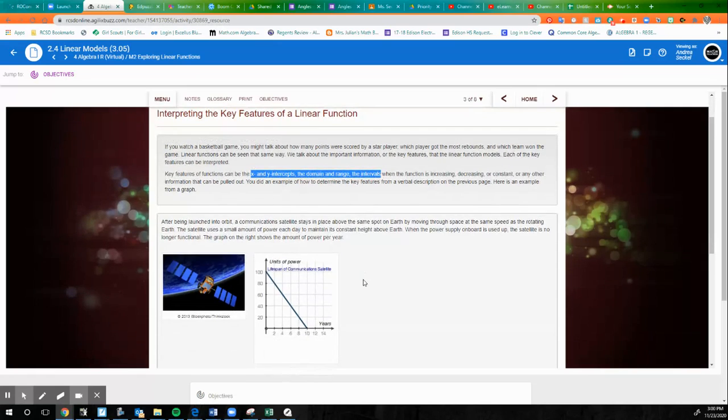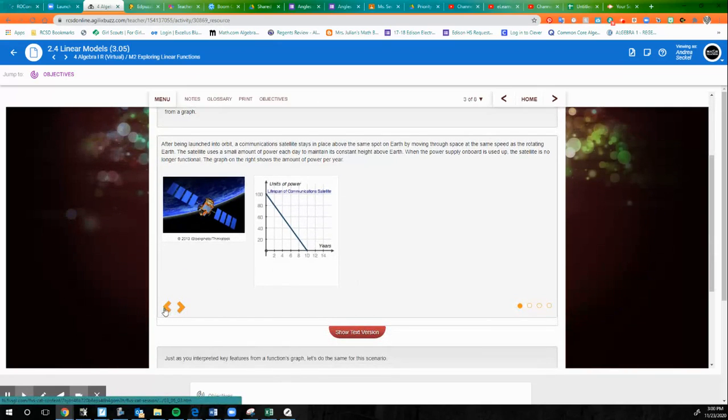Okay, using that, then we look through the satellite slideshow. You're going to use these arrows right here to click through, and you're going to answer these questions in context. After being launched into orbit, a communications satellite stays in place above the same spot on Earth by moving through space at the same speed as the rotating Earth. The satellite uses a small amount of power each day to maintain its constant height above Earth. When the power supply on board is used up, the satellite is no longer functional. The graph on the right shows the amount of power per year. So here's the graph that you're going to be interpreting.